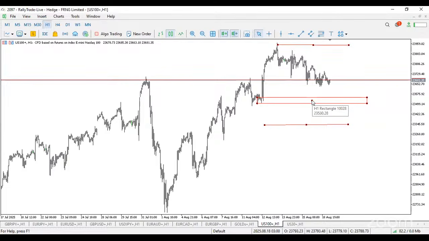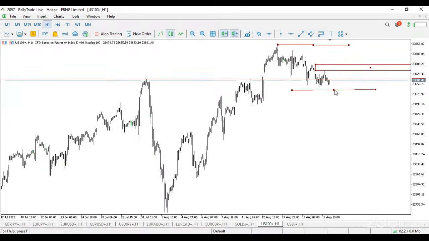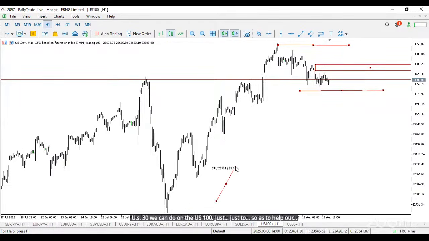Then, what is the second way to position for this buy again? Put a buy stop up here and then the stop loss here. Then simple. As simple as this, that is how we can easily position for the US 100. Like I said, everything we are doing on the US 30, we can do on the US 100, just to help our technical abilities as well.